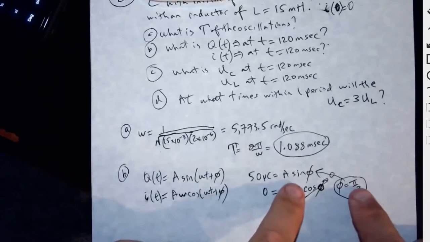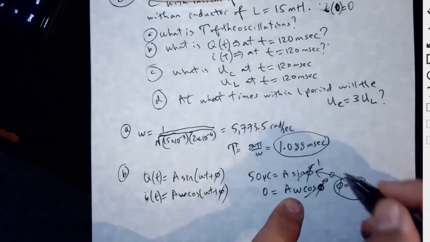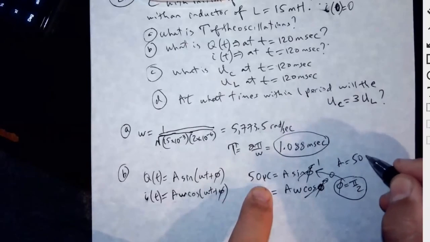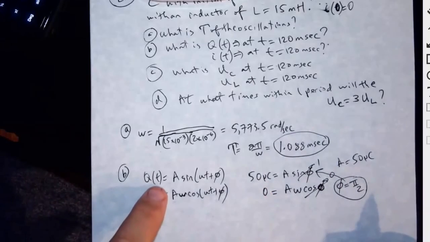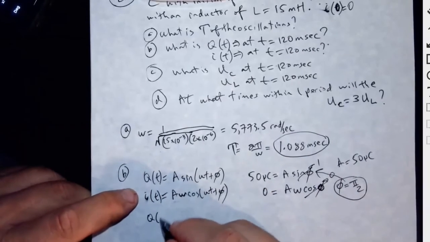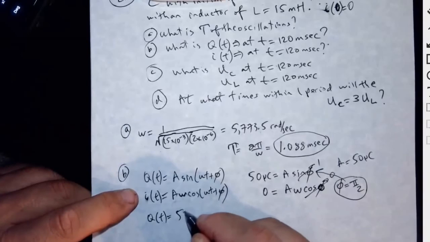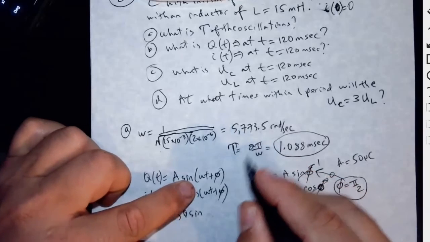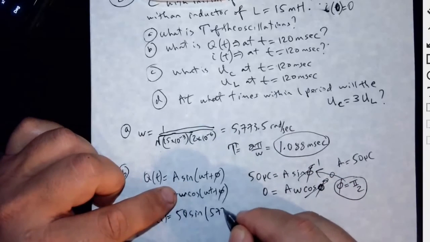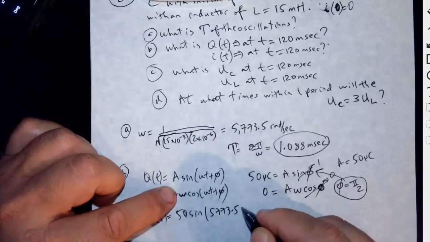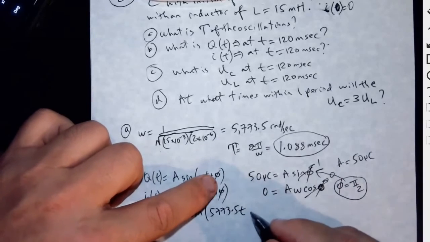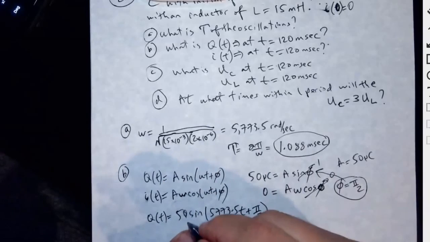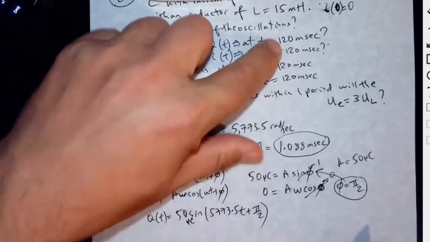If you put phi here, you're just going to get 1, and then A is going to equal 50. So the equation for Q is 50 sine of 5773.5 t plus pi over 2, and there's a micro here. Okay, now I can answer this question.